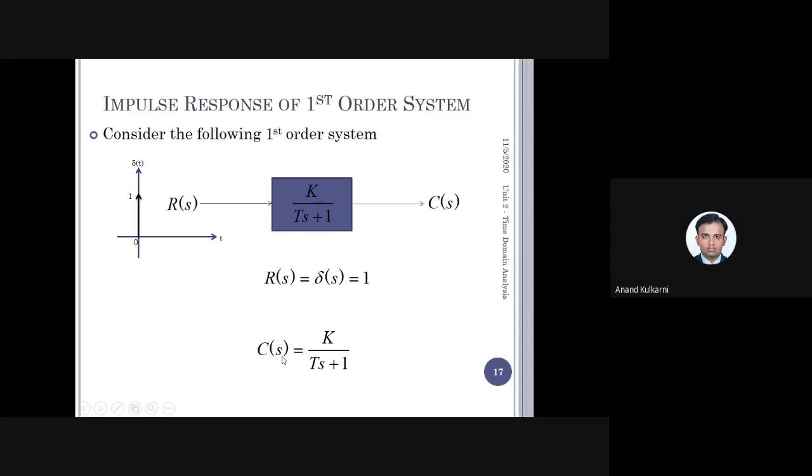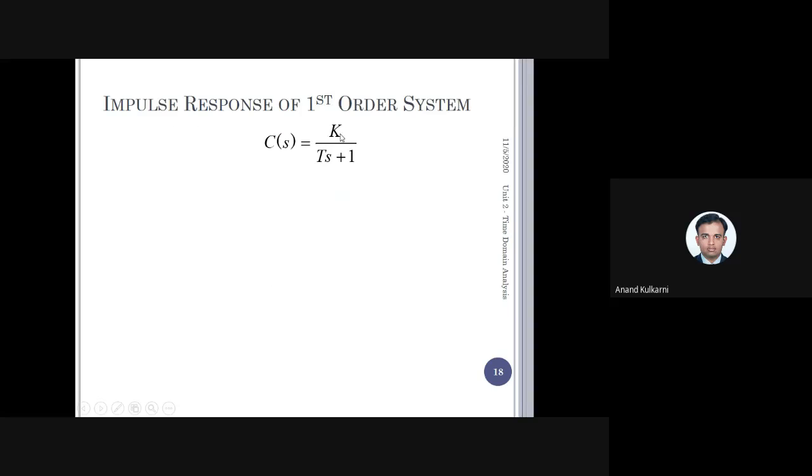So C of S divided by R of S is the transfer function, which is K divided by Ts plus 1. Now R of S, I will take it on this side, so it becomes 1 only. So C of S is K divided by Ts plus 1. This can be rearranged; I will multiply and divide by T, because now you are supposed to take what is known as inverse Laplace transform.